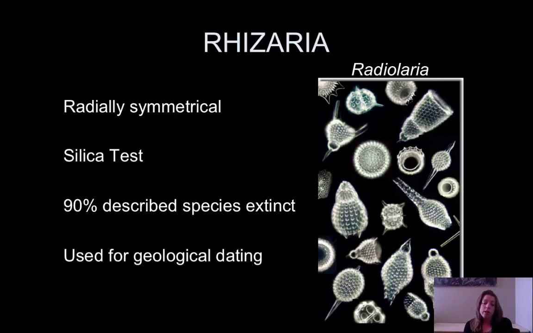When we look at the radiolarians, about 90% of all described species within this group are extinct. And so they're great for geologic dating, helping us understand, okay, in this particular strata or level of sediment, we find these radiolarians with this particular fossil. By understanding at what point that radiolaria lived, we now know at what point that fossil was formed or when that organism died in that particular sediment. So they're very important for geologic dating.